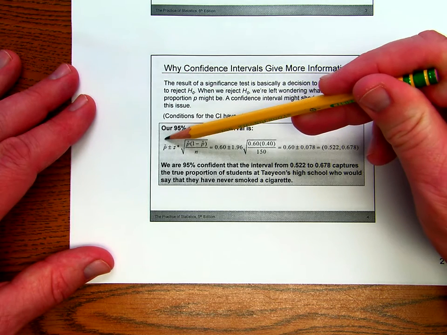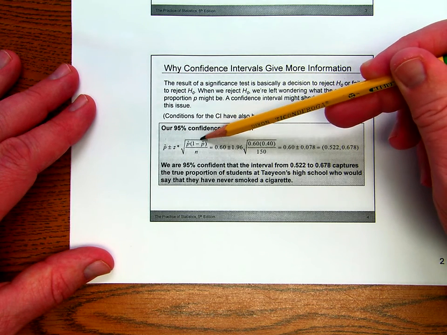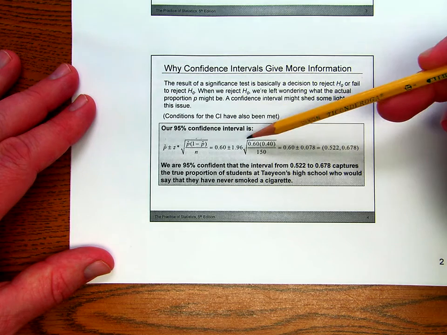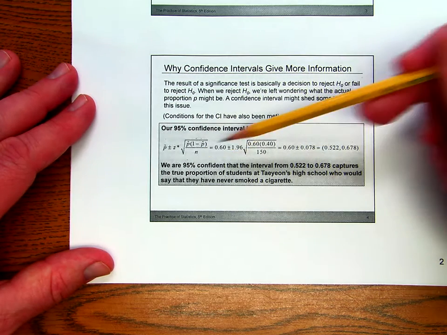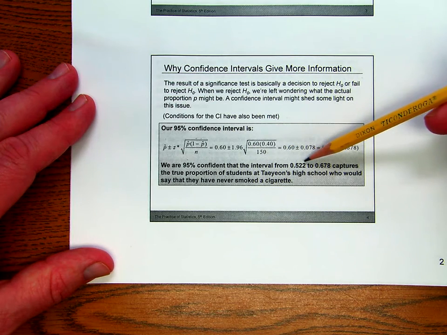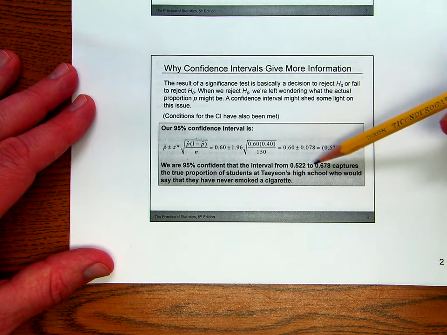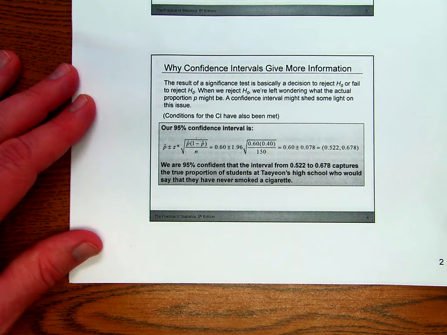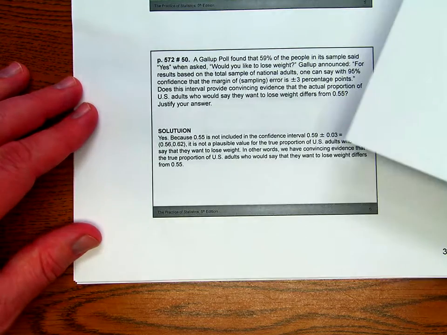So we have our sample proportion, our z star, standard error, plug in the numbers, and that gives us our confidence interval. So we are 95% confident that the interval from 0.522 to 0.678 captures the true proportion of students at Tayon's school who would say they have never smoked a cigarette. All right, so what's the connection between the results that we got from our confidence interval and what we got from our significance test?